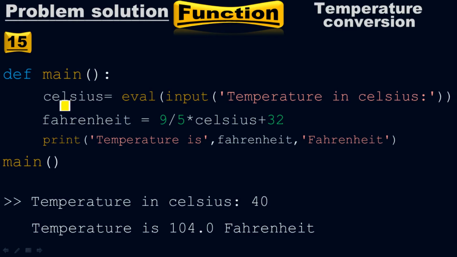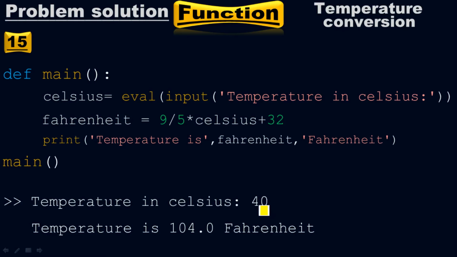In the Celsius we have eval of input of temperature in Celsius. So eval of input, we use the input which is the built-in function. We use input of temperature in Celsius. So after receiving the information here, the first process will go here. So we will have temperature in Celsius. This will be the title line, temperature in Celsius. Remember, whatever you put here, you will get here. But make sure you put a space here.